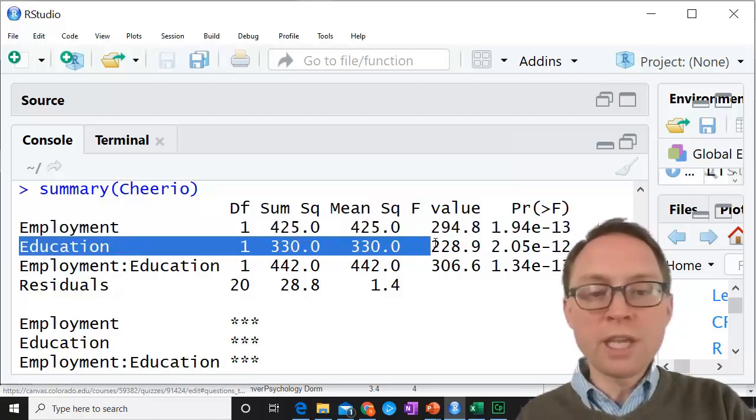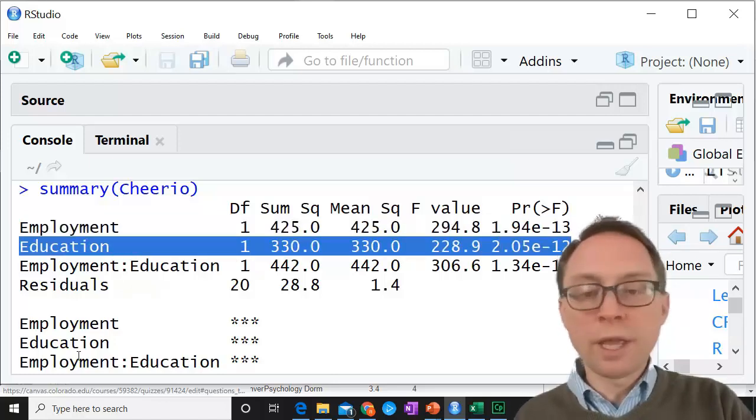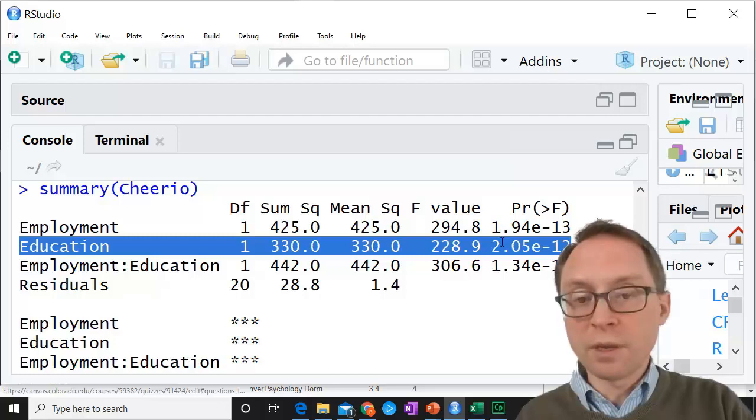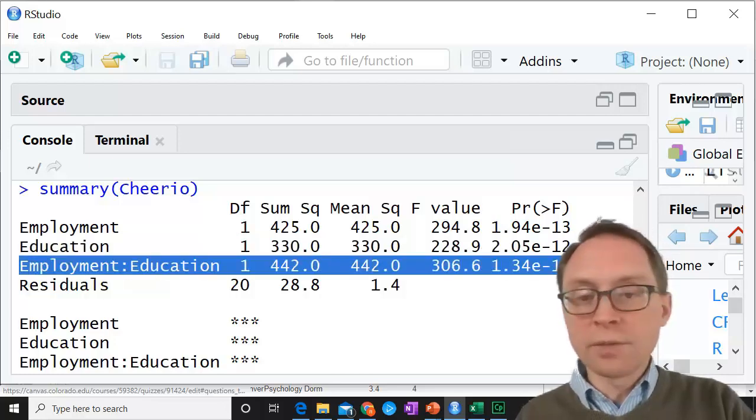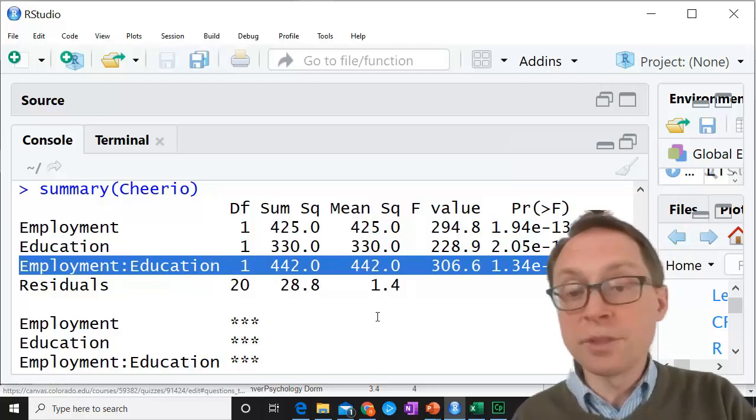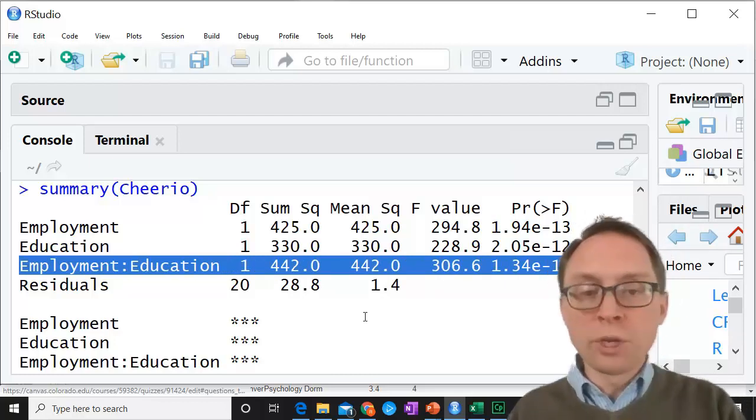This one's comparing education. It's looking at people who have a high school diploma compared to those who don't, and there is a significant difference, right? So look at these, the p-values are much less than 0.05. Employment by education, again, there's a significant interaction there. Okay? So we know there's a significant difference.